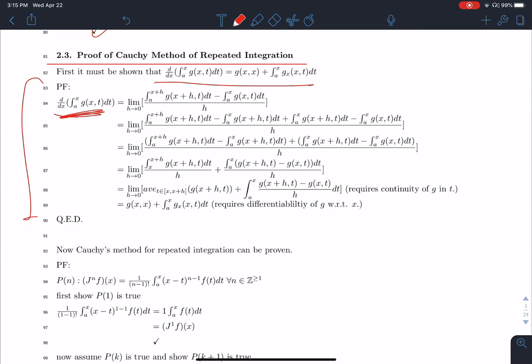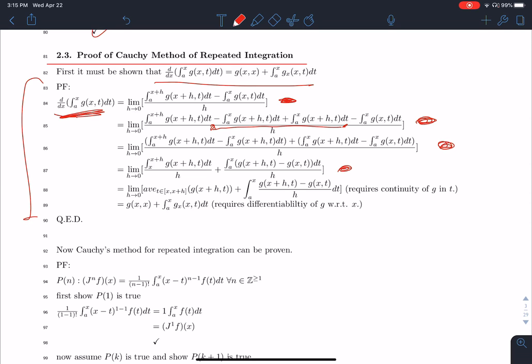Okay, so starting with the left-hand side, I have this, and then this is just the definition of the derivative. So then I add and subtract this middle term. That's the same as adding 0, so that's a legal move. And then to get to this line, I do some associativity.